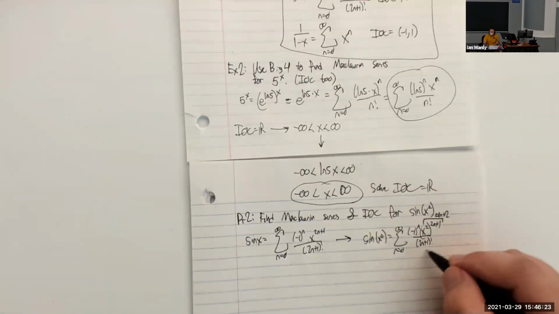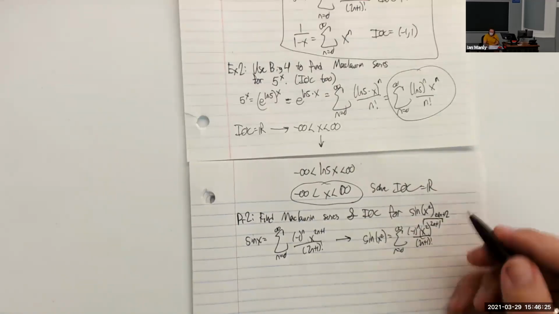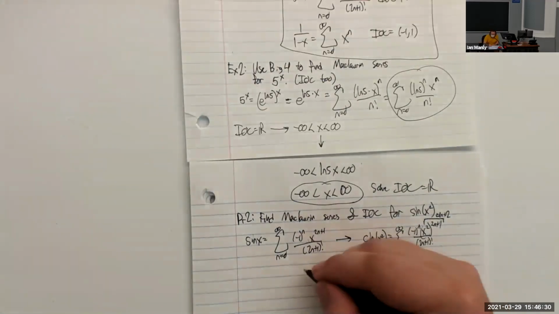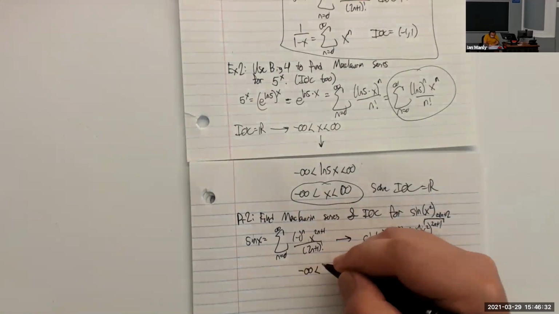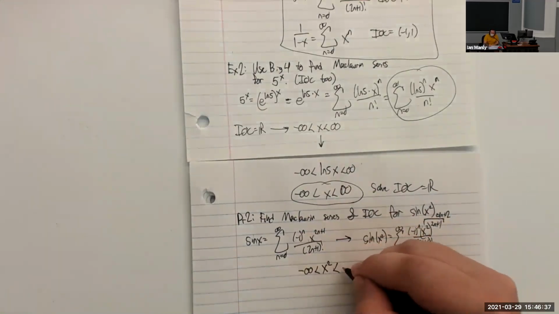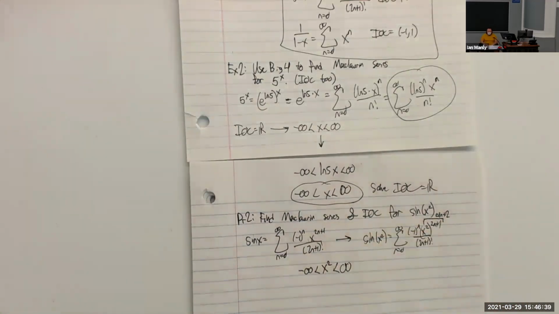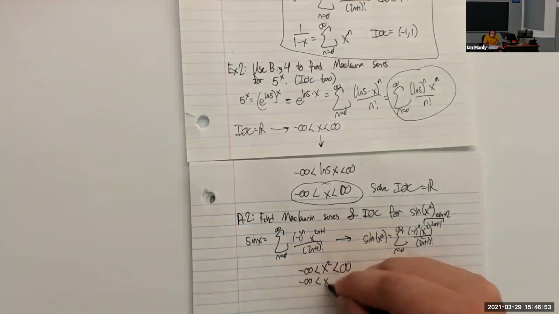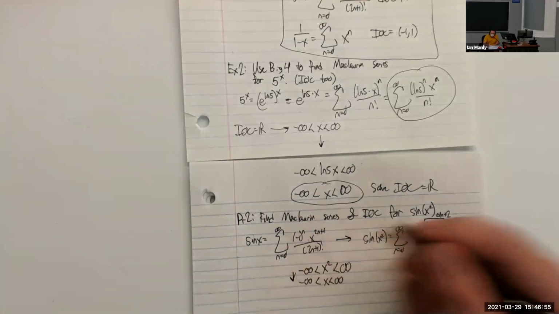Now notice that this doesn't change. It's still 2n plus 1 factorial. The only thing that changed was the x here. All right, and then what we're doing here to find our interval of convergence is seeing which x's will allow x squared to be between negative infinity and infinity. Now, if you want the square of a number to be between negative infinity and infinity, you could plug in any number you want. So this is the same thing as saying this right here.